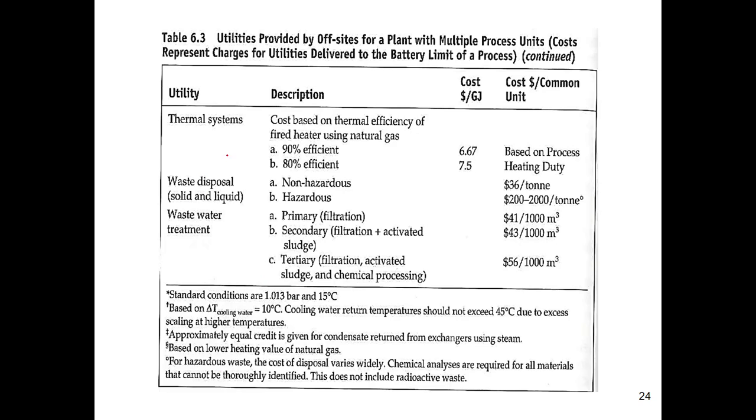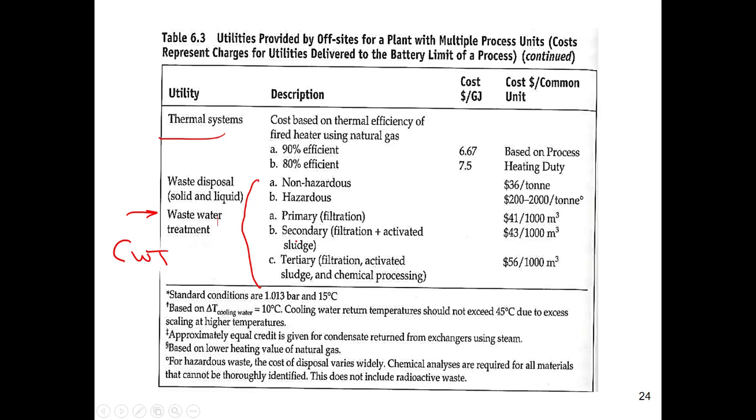Okay, this is also the continuing table, the other part of table 6.3: thermal system, waste. For the waste treatment or wastewater treatment, we have also some factors here. Okay, if it's hazardous, non-hazardous, if the way that we use is filtering, or chemical processing, or any other. So there are some expenses for waste treatment, the cost of waste treatment.